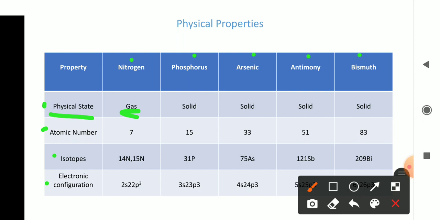Then second one is atomic number. For remembering the atomic number, I have told you a trick. Can you remember how it was? We have to know the atomic number of the first element. Here the first element is nitrogen and its atomic number is 7. Then what we have to do to get the atomic number of the successive element? We have to add 8. 7 plus 8 is equal to 15. Then for the next element, we have to add 18. 15 plus 18 is equal to 33. Then again add 18, that is 51. Again add 32, that will be equal to 83.